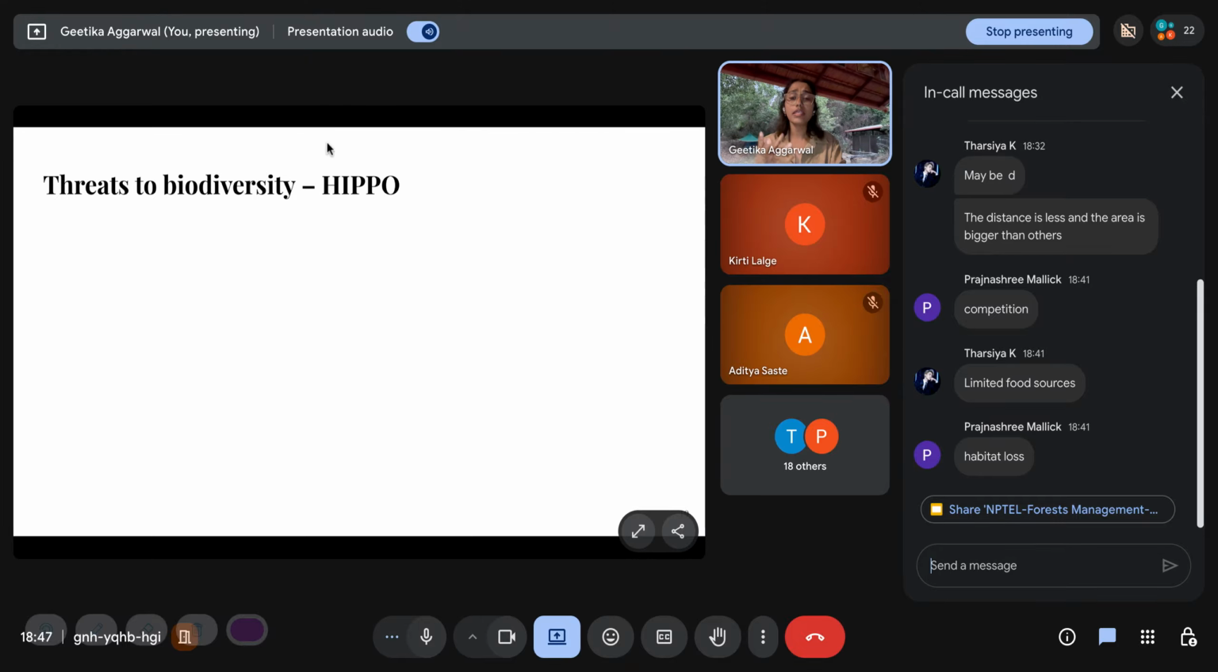So there is this acronym HIPPO, which was again given by E.O. Wilson. It talks about the different threats to biodiversity. Does anybody here know what HIPPO stands for, the acronym used to talk about threats to biodiversity? Is anybody aware of this acronym?